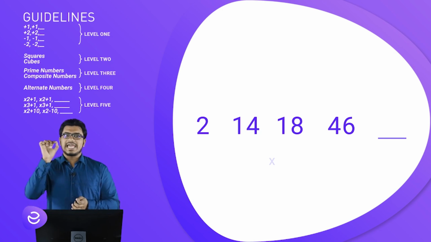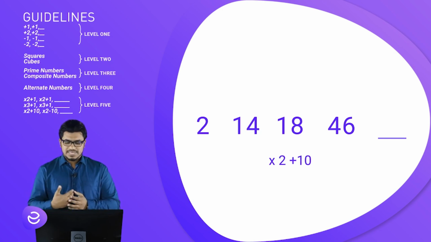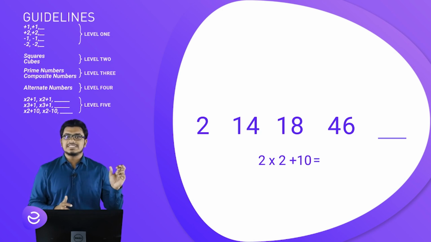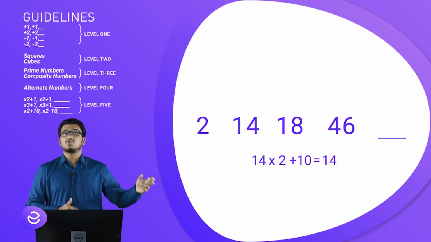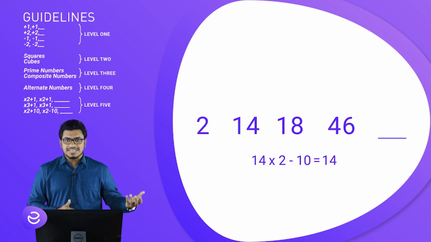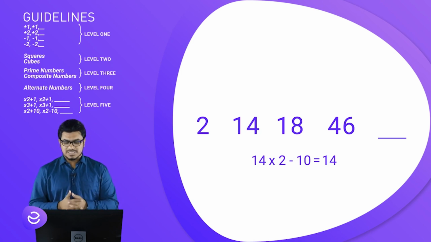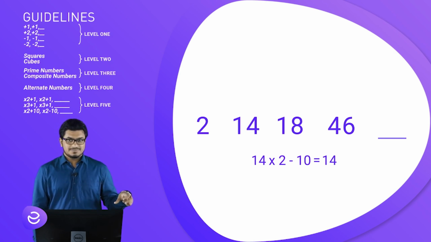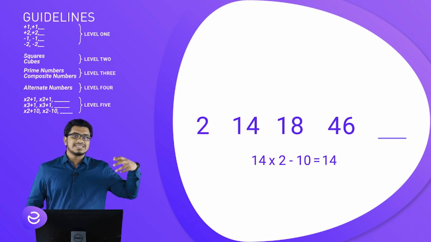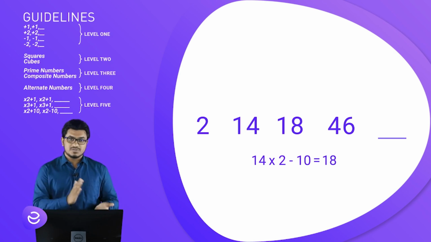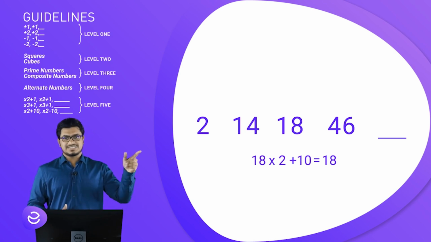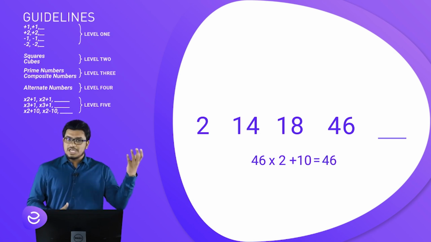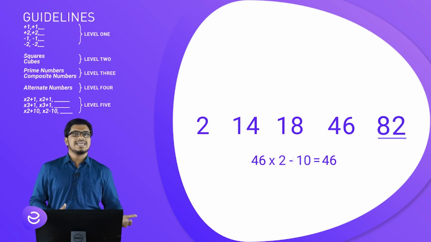The answer pattern is into 2 plus 10. Check here. 2 into 2 plus 10. Into 2 is 4, plus 10 gets 14. 14 into 2 minus 10. This is a little more difficult pattern. 14 into 2 is 28, minus 10 comes 18. Then back to square one. 18 into 2 plus 10. Into 2 is 36, plus 10 you get 46. 46 into 2 is 92, minus 10, 82.